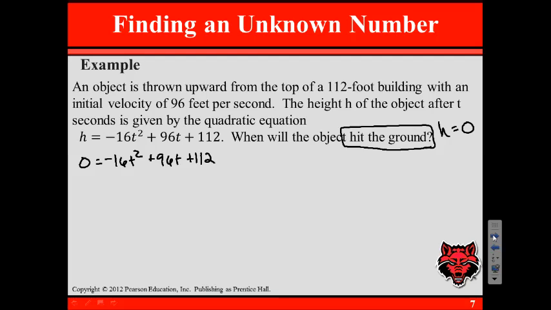We have a quadratic equation in standard form. We need to factor the side that is not 0. So the first thing we try is to factor the greatest common factor. And after you take some time to do that, you'll find that the GCF is negative 16. So we have 0 equals negative 16, and we want to factor negative 16 from each term. When we do so, we will be left with t squared minus 6t minus 7.